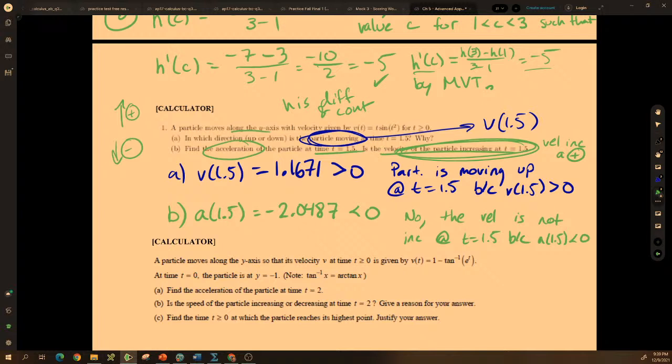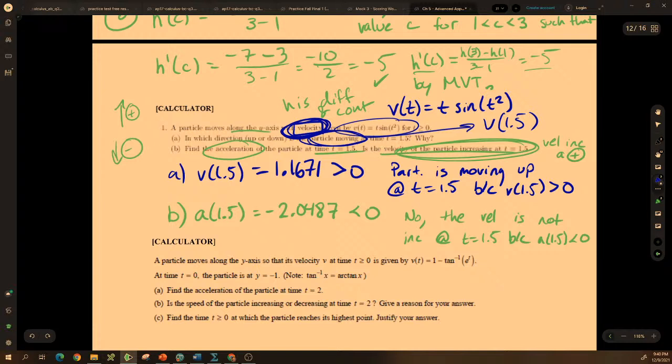At the beginning of this problem, I know it's really hard to read. I copy-pasted this and it came out not very nice, but it tells me velocity. They say the velocity is given, so I know that's velocity. It should have said v of t equals t sine of t squared, but they told me that that's the velocity formula. So in A, I was just plugging it directly in, and in B, I was taking the derivative.